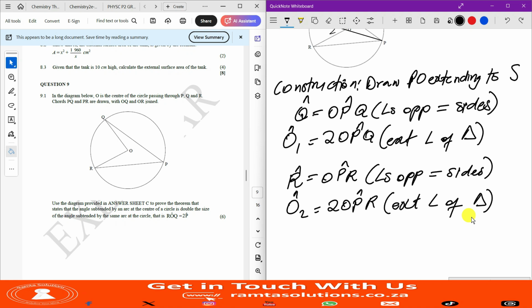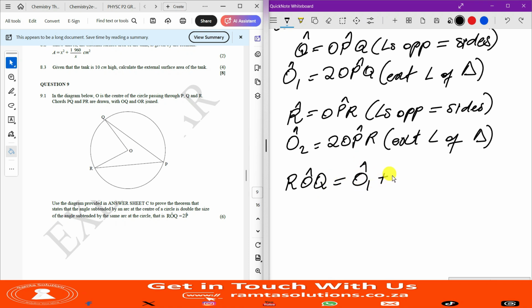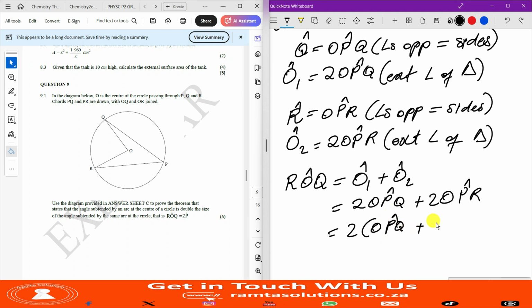Okay, good. So here's a thing that we know. You and I, we know that we can say angle ROQ is equal to angle O1 plus angle O2. What is angle O1? We said it is 2 times angle OPQ. And then what is angle O2? It is 2 times angle OPR. So this is 2 times OPQ plus OPR.